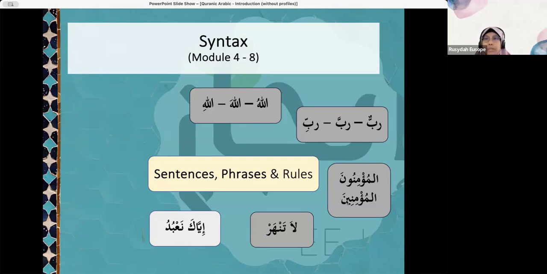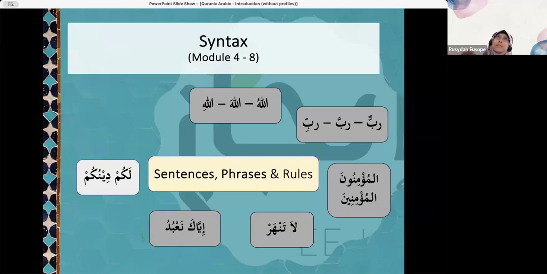Al-Mu'minun and Al-Mu'minin both mean the believers. What's the difference? La tanhar, what does it mean? Is it prohibitive law or negative law or negation law? Iyyaka na'budu, for example, why is the object mentioned first before the doer? Iyyaka means you, and na'budu, we worship. So why is it you we worship and not we worship you? Normally in our sentences we mention the doer first before the object. But in Surah Al-Fatiha, the object is mentioned first.